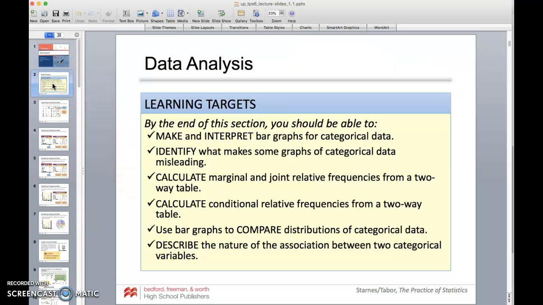Now, again, the learning targets that we have, what we should be able to do is to make and interpret bar graphs for categorical data. Identify what makes some graphs of categorical data misleading. We'll talk about that. And then we're going to calculate marginal and joint relative frequencies from a two-way table. We're going to calculate conditional relative frequencies from a two-way table. And then we're going to use bar graphs to compare distributions and then describe the nature of the association between two categorical variables.